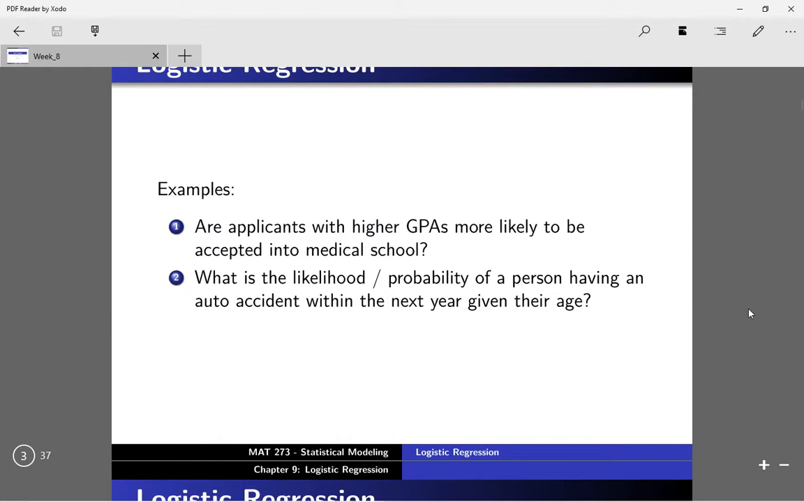So in the first setting, GPA is our predictor. It's a quantitative predictor. And acceptance into med school, yes or no, is our binary response. In example 2, a person having an auto accident in the next year, yes or no, is our binary response. And the person's age in years is a quantitative predictor. So these are both just one-predictor logistic regression models.